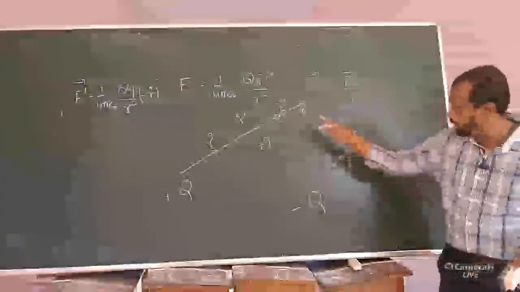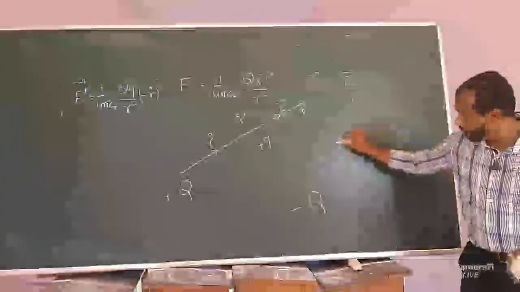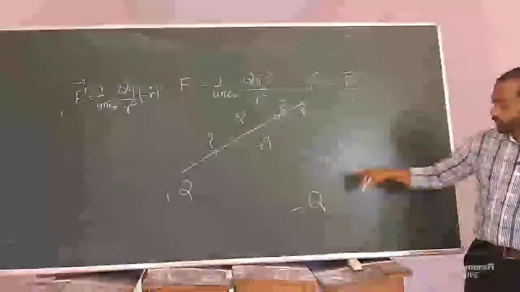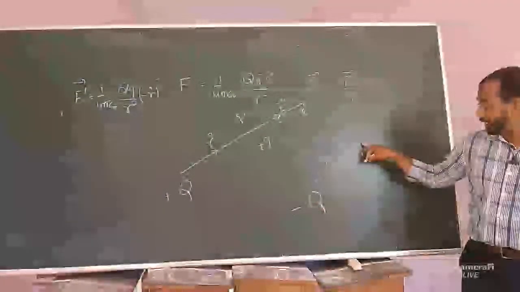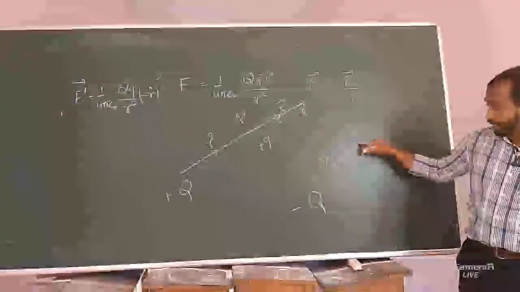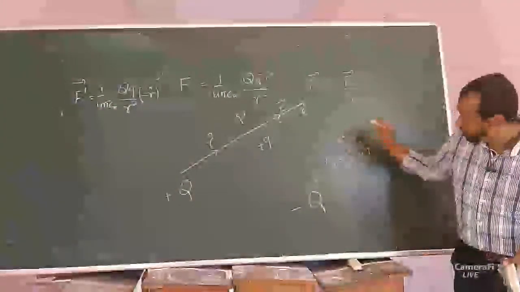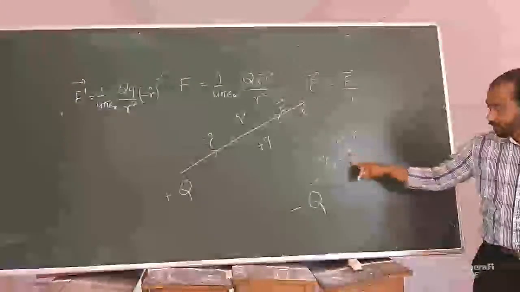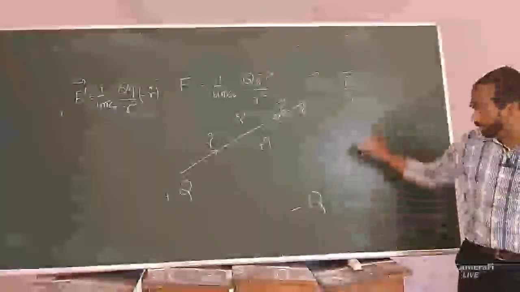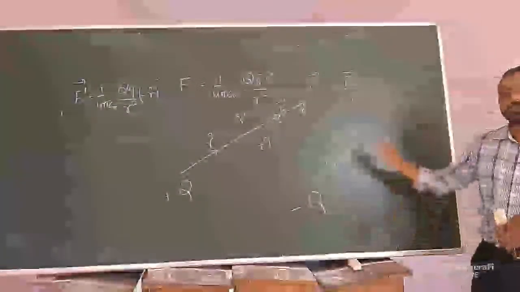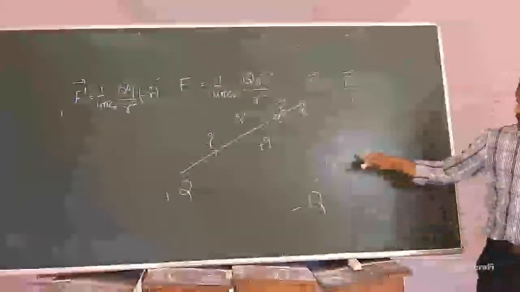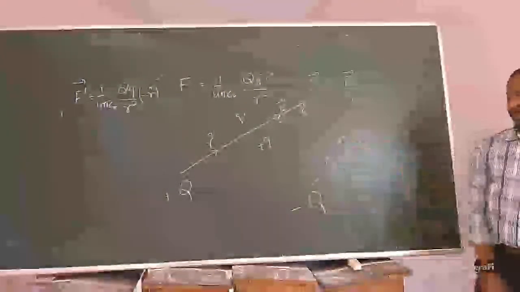Therefore, I will consider E dash, the electric field due to the minus Q at this particular point. It will be represented as E dash. The magnitude is smaller than F dash, by convention or some assumptions. That's all. So therefore, this is the direction.